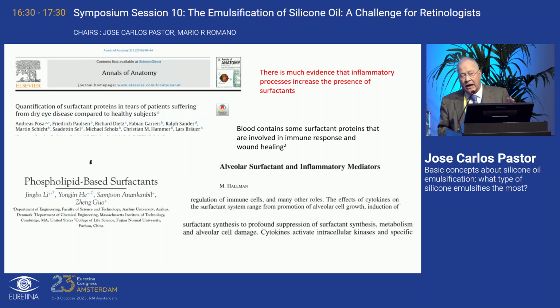These papers are not related to the vitreous, they are related with the tears. But look at that. In the tears, there are surfactants and proteins stabilizing the tears. Even more, phospholipids also stabilize the tears. And blood contains a lot of surfactant proteins. You know that from the alveolar point of view, surfactants are very critical. So if you have inflammation and you have mediators of inflammation, you have more surfactant, and therefore you have more chances to have an emulsification.